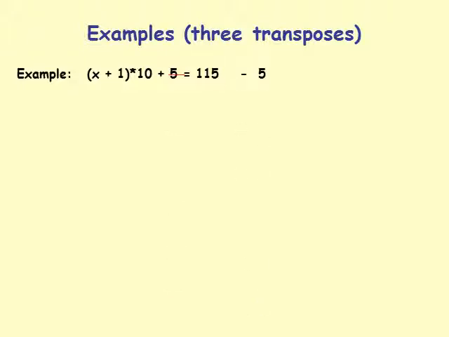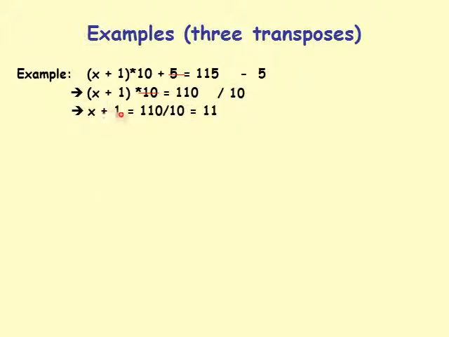Let's continue here. So we get 115 minus 5 on the right. This 5 got transposed to the right and became minus 5. That means x plus 1, times 10, is 110. Now this multiplied by 10 becomes divided by 10 on the right. We move that multiplied by 10 across the equal sign and it becomes divided by 10.